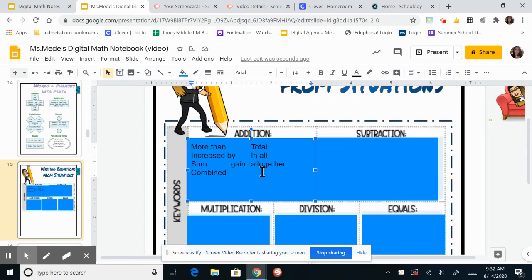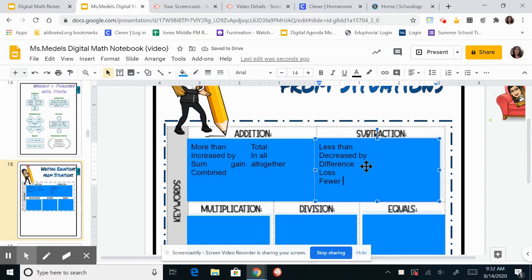more common words. Okay, so for subtraction, we also know that we have things like less than, decreased by, there's a difference, maybe there was a loss, or we had fewer. Okay, give you a chance to get those in, or you can simply pause the video to get those words in.